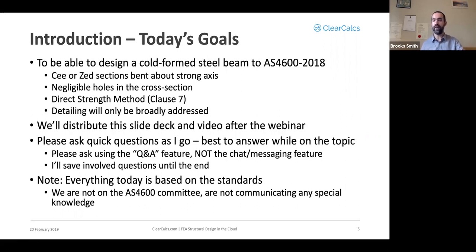And just as a note, everything I'm going to be talking about today is based purely on the standards. Cold form steel is my area of specialty. I've done research in it. I know about some of the upcoming research that's likely to be implemented in new versions of the standards. But my intention here is not to communicate any special knowledge. Everything here is purely based on the standard.